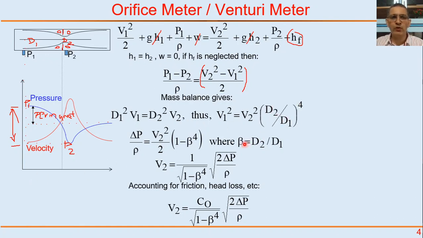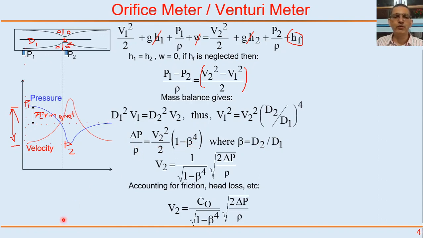Now this ratio D2 by D1 is the ratio of the diameter of the orifice to the diameter of the pipe. We are going to call that by a symbol beta, just the area ratio. So delta P, I can write this in terms of beta raised to 4. Delta P by rho would be V2 square by 2 multiplied by 1 minus beta raised to 4.